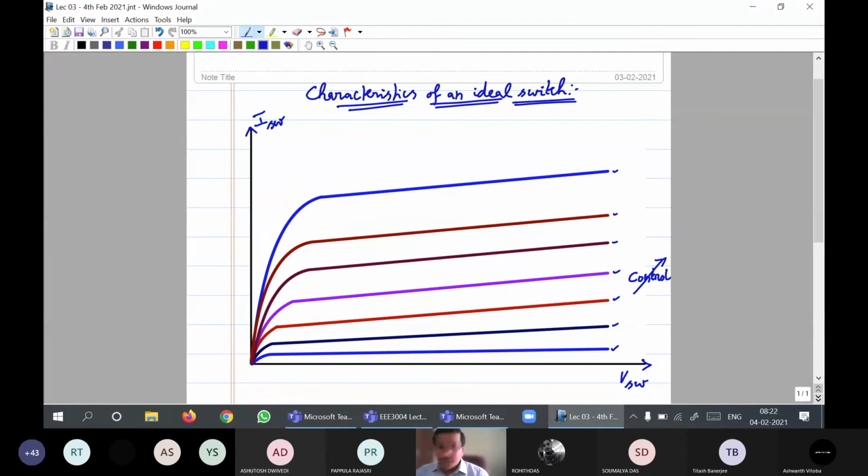If you take a BJT specifically, the V switch will be the voltage across the collector emitter. I am writing it in a very small font size deliberately, whereas the current will be the collector current. I hope you can see this. And the control is going to be base current, for various values of base current, let's say IB1, IB2, up to IBN. This is the family of characteristics. Have you come across these characteristics, VCE versus IC for various IB?